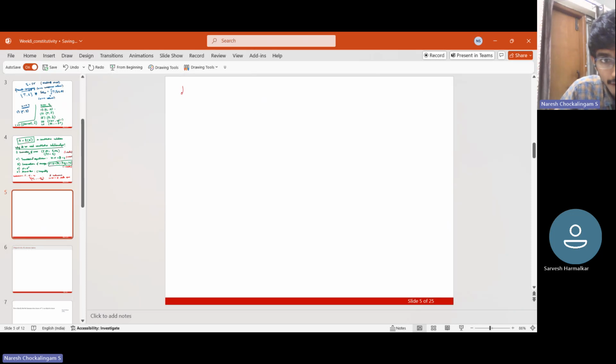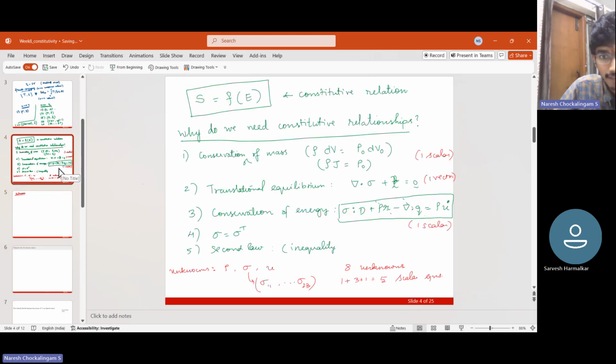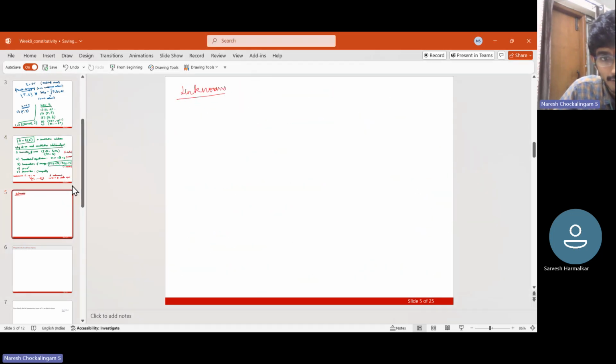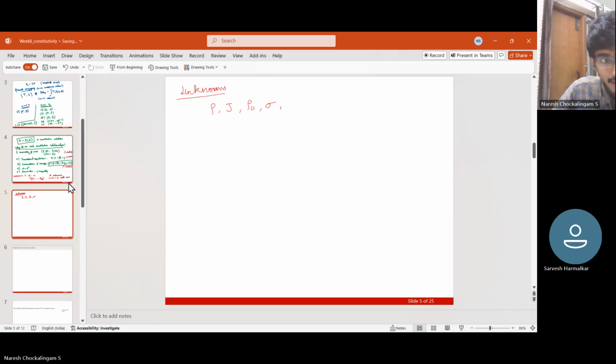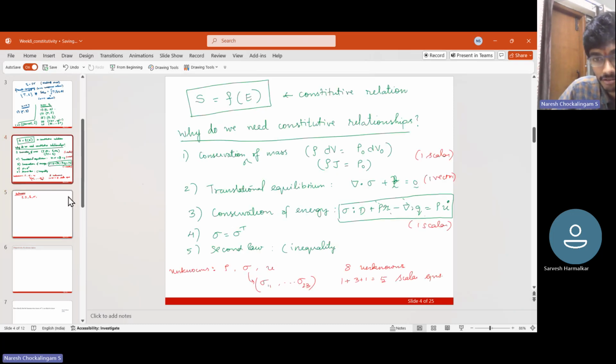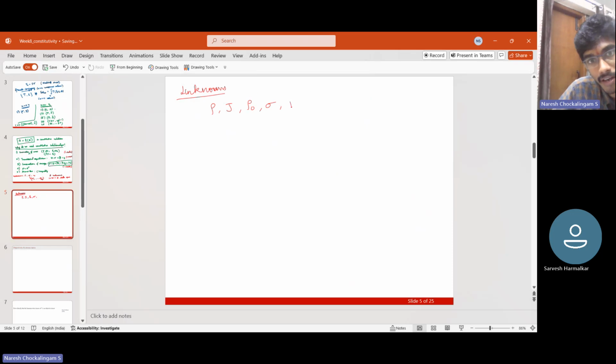Sorry. So let us list the unknowns. Or rather, let's list everything that appears in the equation. We have rho, we have J, we have rho naught, and then we have sigma. The body force is specified, so that's not an unknown. And then D and U. So this is not the displacement, this is internal energy density.